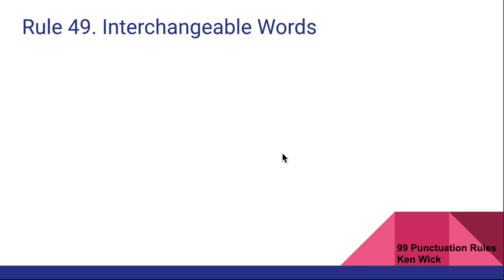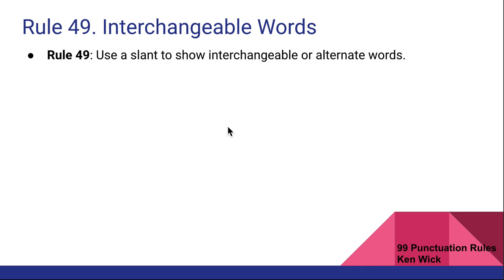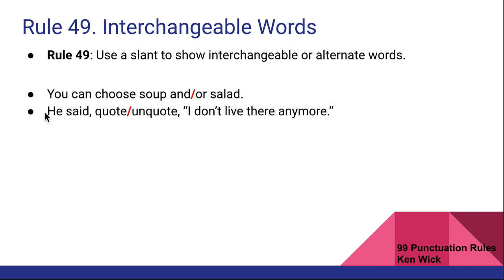Rule 49, interchangeable words: use a slant to show interchangeable or alternate words. Some examples are, you can choose soup/salad. So this is actually interchangeable or alternate words, so you put a slash here. Another example: "He said/she said, 'I did not live there anymore.'" It's probably the most frequently occurring use of the slash for court reporting.